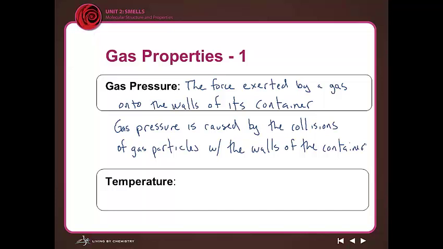Temperature, really the way I want you to think about temperature is as a measure of the kinetic energy, really the average kinetic energy of a sample. So if you raise the temperature, what you're really doing is raising the kinetic energy. You're making the particles move more quickly. If you cool it down, you're decreasing the temperature, which I'll get to on this next slide.